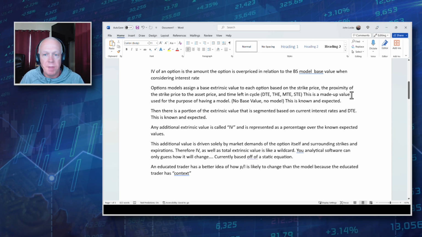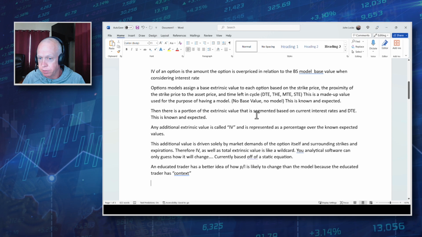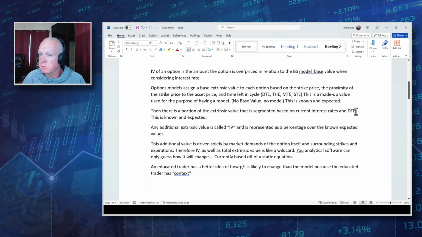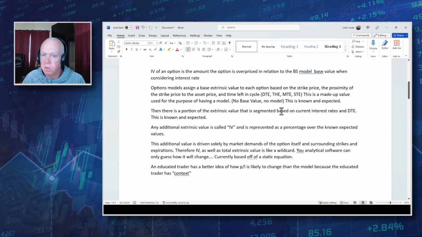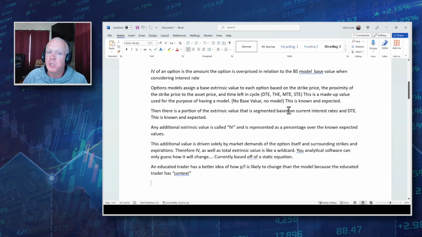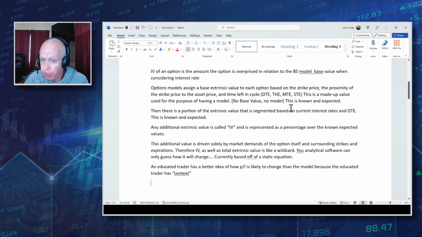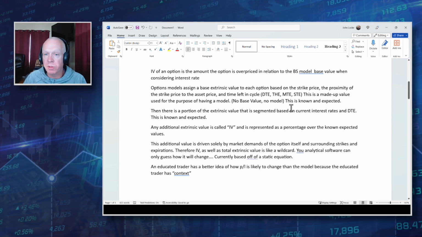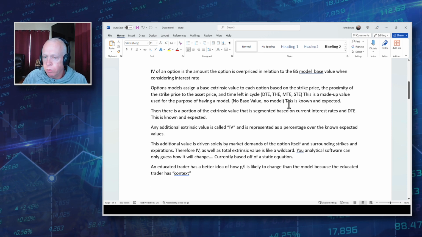So you have that base value that's assigned by the model, and then that's modified a little bit based on the interest rate. There's also a portion of the extrinsic value that's segmented based on your current interest rate and how far the option is from expiration. So those two are known values. They're expected values that the model can predict precisely because they're always known. And then an option has additional extrinsic value over and above that number. That additional extrinsic value is called implied volatility, and it's represented as a percentage over the known and expected values, or the base value plus the interest rate.